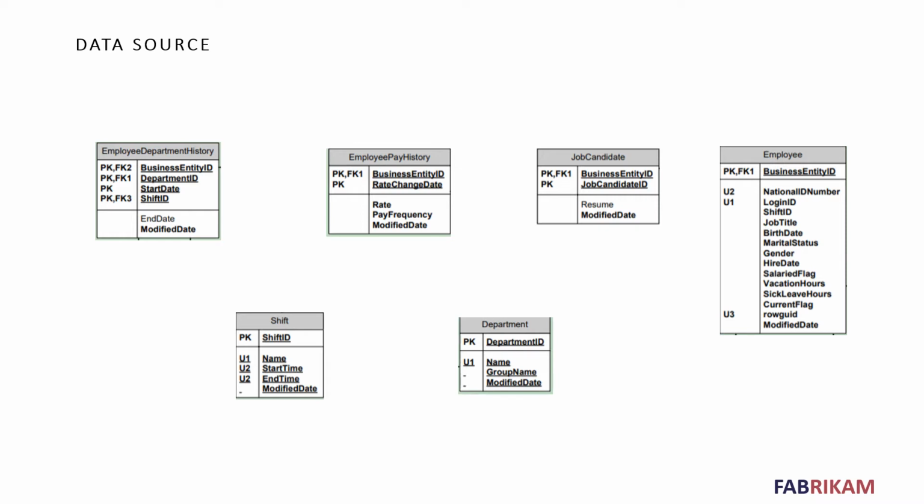Start date is a primary key. The data type of start date is interval or date. End date and modified date are also interval or date. And then the next class is SIF.